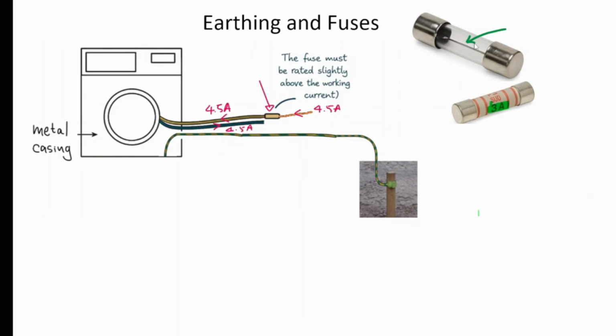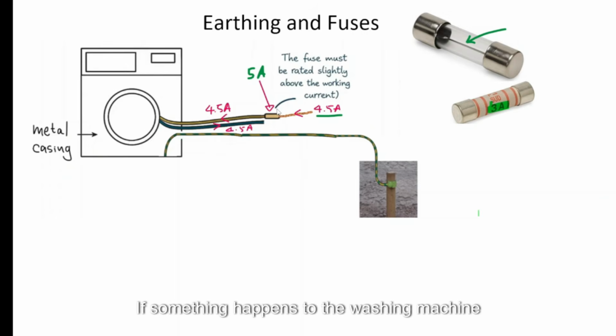Usually what we do is the rating of the fuse is kept slightly above the actual working current. Now in this example, the washing machine we have needs a working current of 4.5 amps. Let's say this is a 5 amp fuse, a bit above 4.5 amps. So under normal conditions, no problem, current will go through it and everything will work. If something happens to the washing machine and if the live wire accidentally touches the metal casing, this can be very dangerous. The next time a person touches it will get an electric shock.